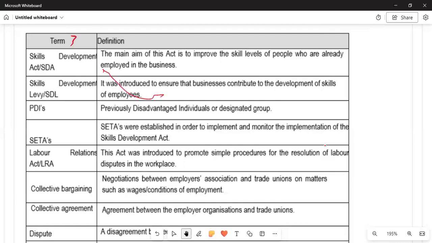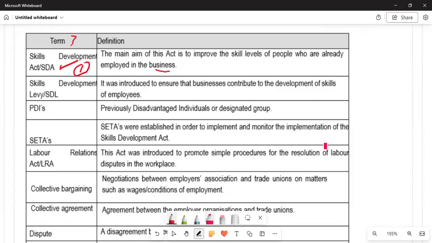The Skills Development Act, SDA, in the business: you will find that there are people who are employed in the business and contribute with skills and knowledge to do the work. That is why this act was brought in, so that it can contribute to our economy. There is also what you call the skills development levy.